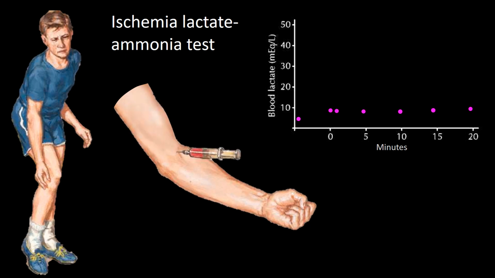Then the cuff is removed and blood is drawn immediately after the exercise, 1 minute later, then 4 minutes later, and from then on at 5-minute intervals for a total of 4 or 5 times. In patients with McArdle's disease, there will not be a rise in lactate. Normal controls usually have an elevation maximal between 1 and 5 minutes, followed by progressive decline, as shown in this chart by the green dots.